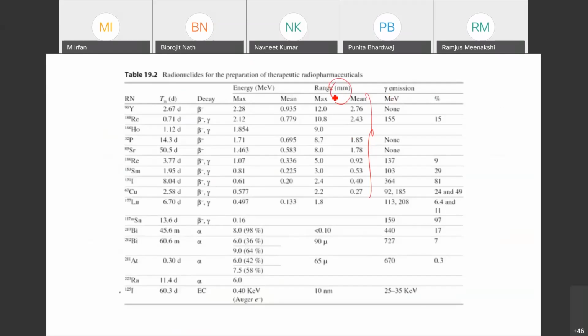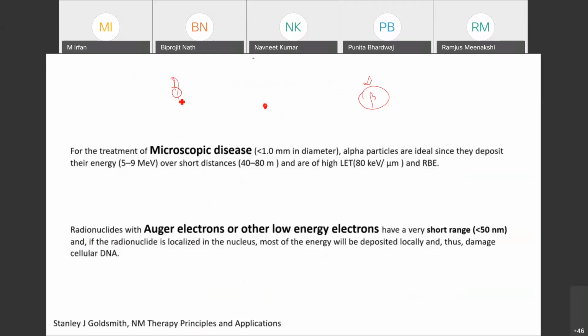So what it will do is go and deposit energy over here, over here, over here, over here. So we are not getting an effective radiation dose absorbed in this tumor volume. The tumor volume is not getting enough radiation dose, so hence it won't kill the small volume of tumor.